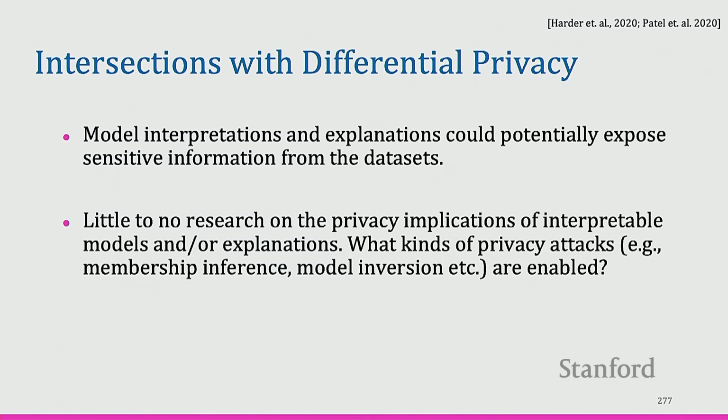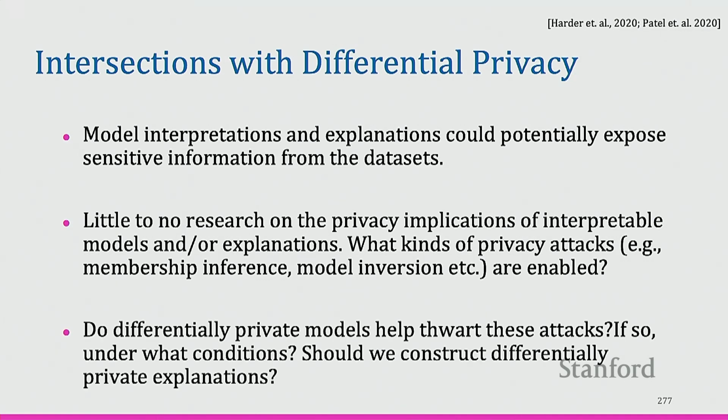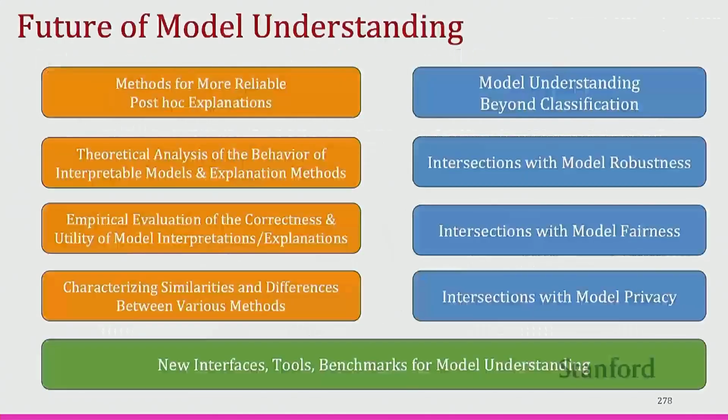So what kinds of privacy attacks are enabled by providing model interpretations or explanations? Again, we don't have very clear answers, right? And furthermore, we don't have answers to that, which means we also don't have answers to this: do differentially private models actually help defend against such attacks? If so, under what conditions do they help? Should we actually construct differentially private explanations in order to mitigate these kinds of attacks? These are all open problems.